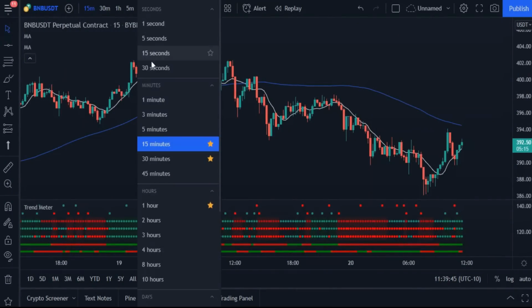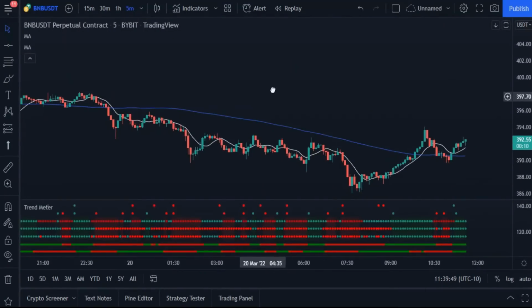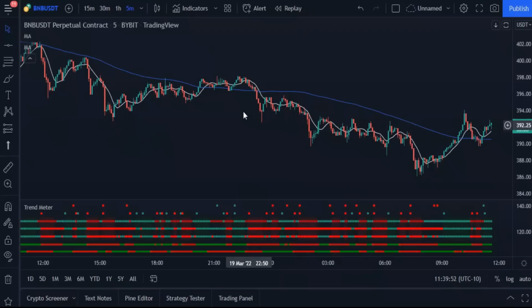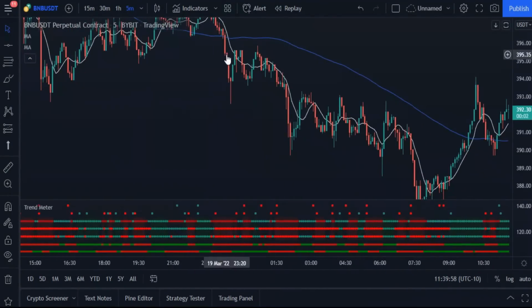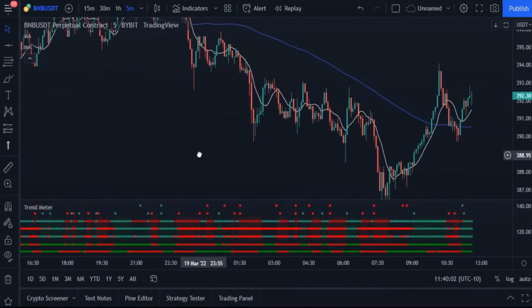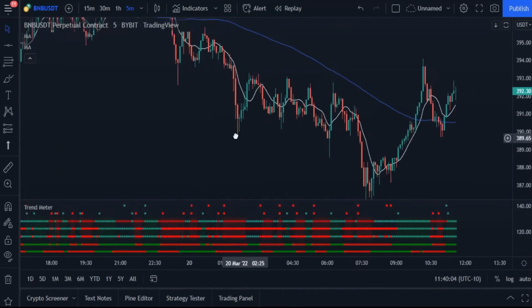Now, let's see its effect with a 5-minute frame. Since we are below the 100 line, we will look for short positions. Let's see this red candle here. It is below the moving average 100 and also below the average 9, but when we look at the filter, we find that the signal is not integrated, so the entry will be cancelled.